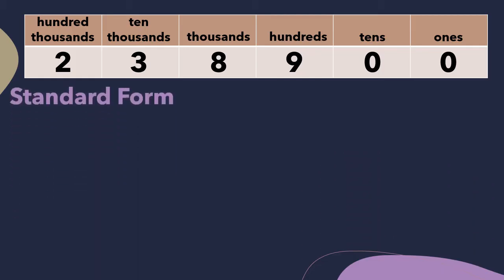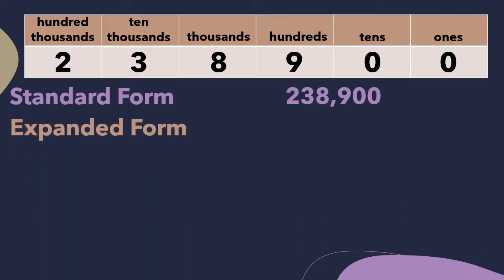The first way is standard form. That's just taking these digits and writing them out in the usual way we see numbers written, just like this. And we're going to say it as 238,900.